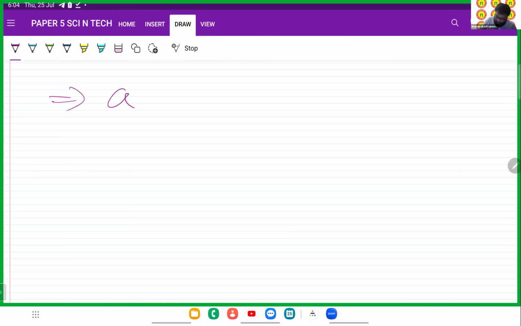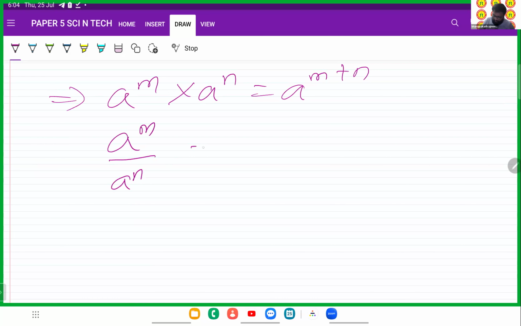One is a to the power of m into a to the power of n is equal to a to the power of m plus n. Who is that? And second law is a to the power of m by a to the power of n is equal to a to the power of m minus n.